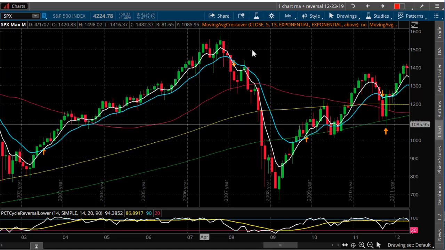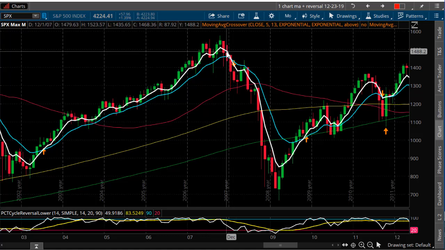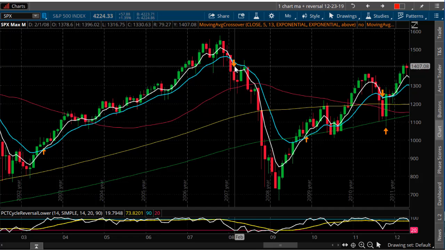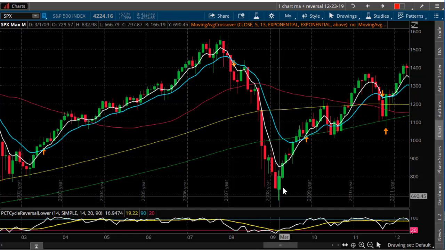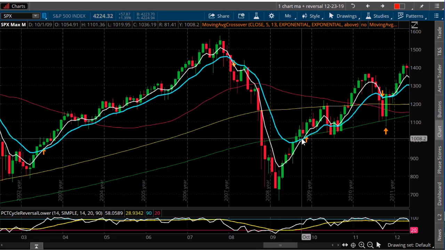Now, here's another one you may remember. This was back in 2008. So here it comes down, the 5-13 crosses right here. So the cross was right on the January 2008, and here you can see my signal popped up. Had a massive sell-off, sold off hard all the way down to 700, and then finally we got a reversal right here that came in October of 2009.